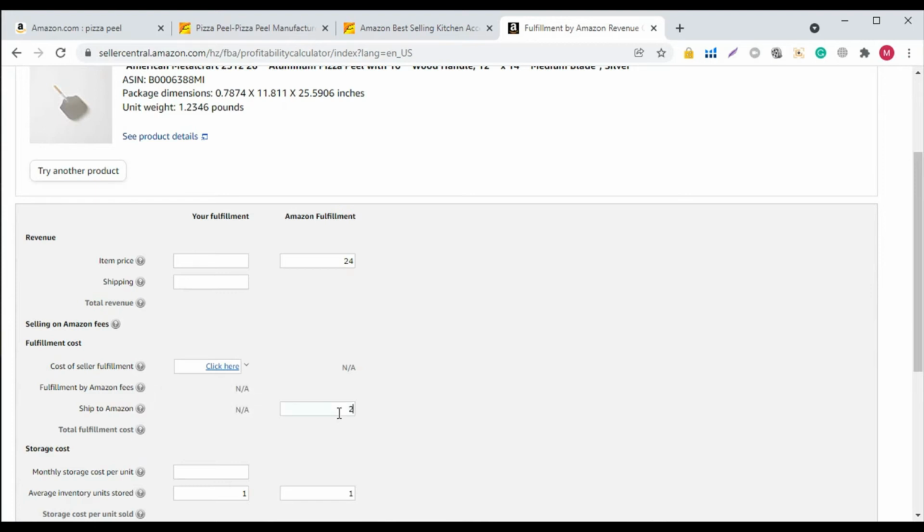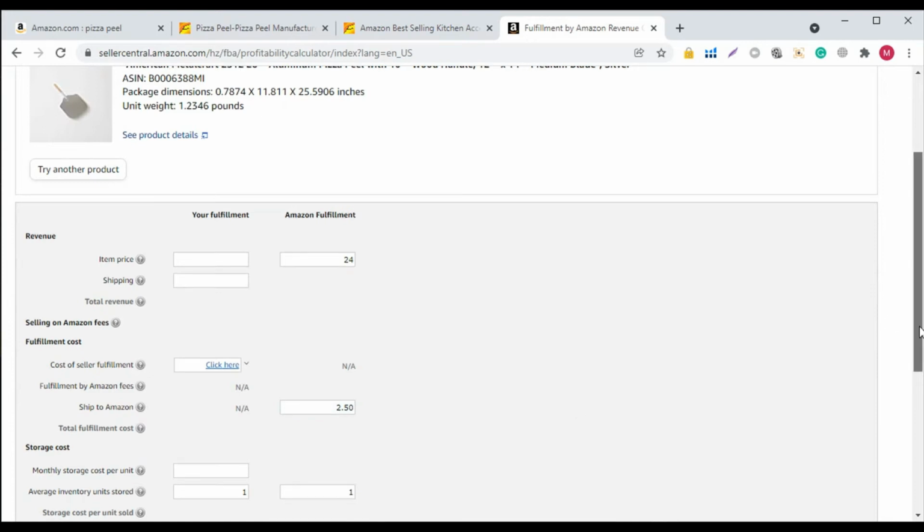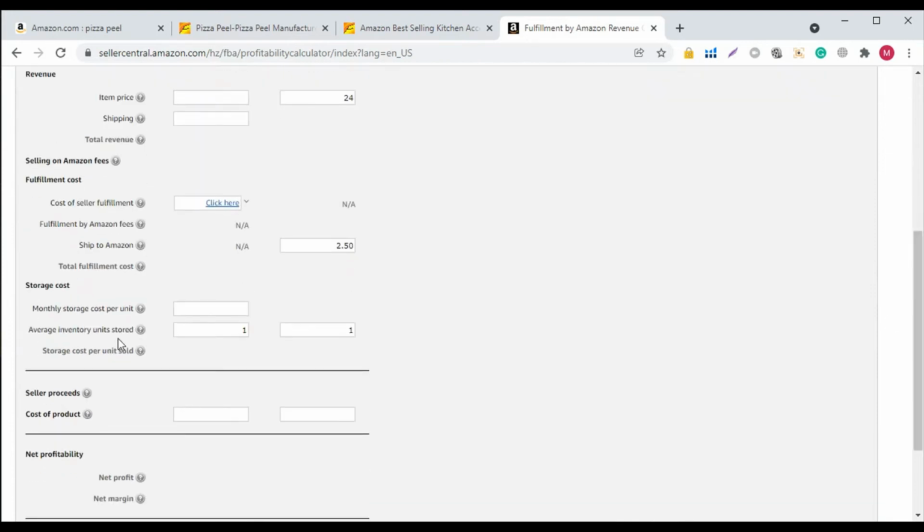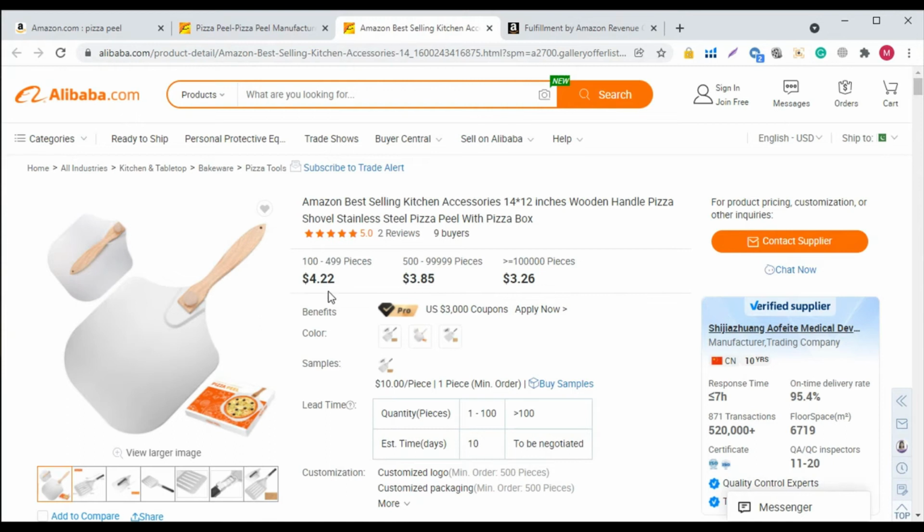According to my experience, it usually costs $2.50 for each unit. And average inventory units stored, yes, of course, I'm going to calculate for each unit. And cost of product will be the cost which the manufacturer has charged you per unit. Once I showed you on Alibaba that this supplier is asking for 4.22, but I'm sure after negotiation he will come down to 3.25.